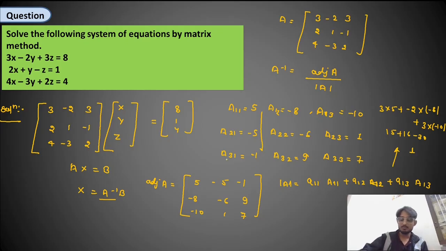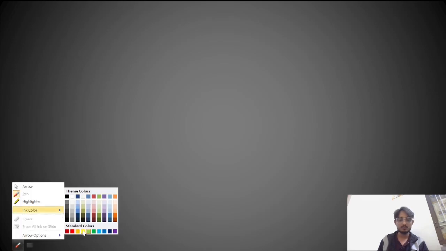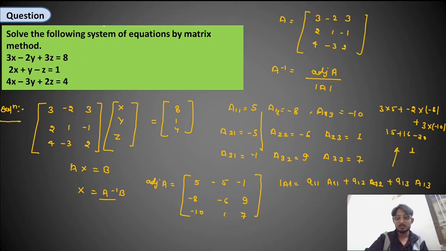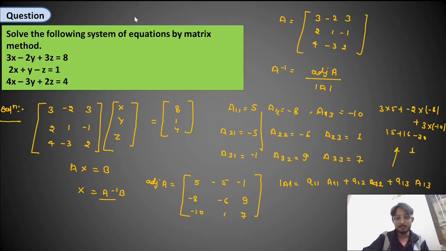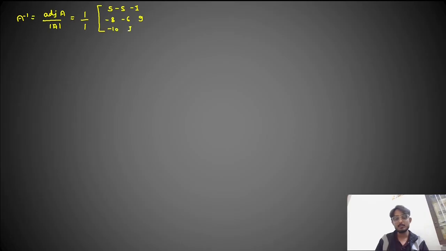So A inverse equals the adjoint of A upon the determinant of A. Here the determinant of A equals 1 and the adjoint of A equals 5 minus 5 minus 1, then minus 8 minus 6 9, and minus 10 1 and 7.